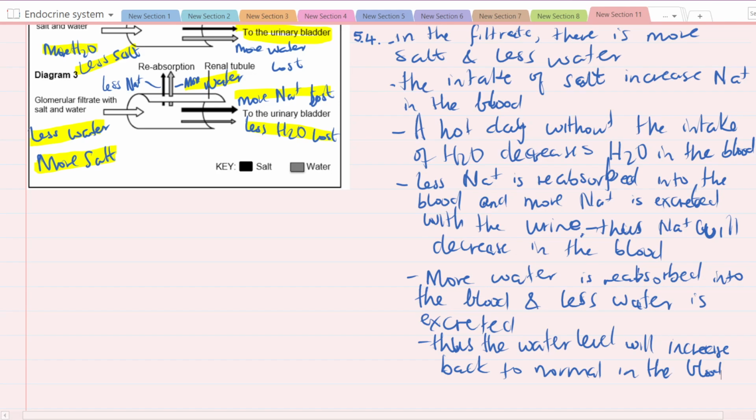I'll be doing the last part of the homeostatic process, which is the skin as well as thermoregulation.